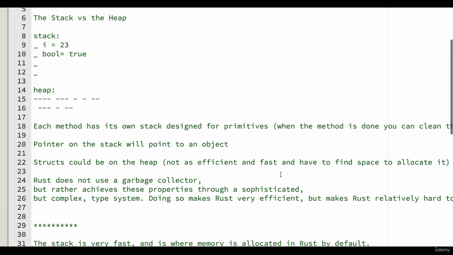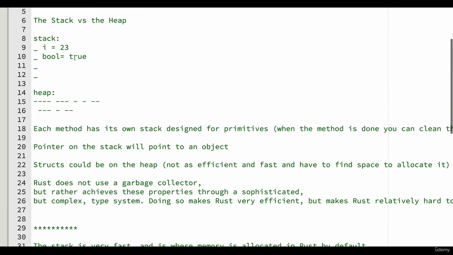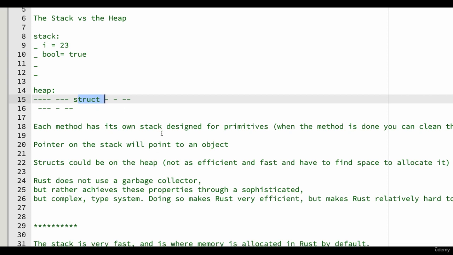Hopefully this makes sense. This would be the quickest way to think about a clear explanation of the stack versus the heap. We can have a primitive on the stack, and on the heap we can put a struct, let's say. Even a struct by default will go on the stack, but for whatever reason, if you want to take some type of object data, you could move it over to the heap.